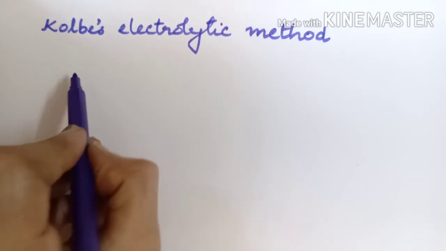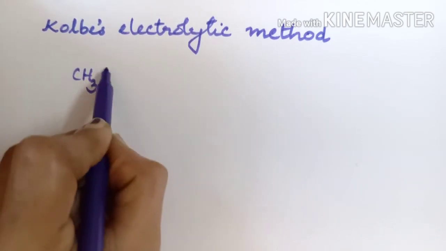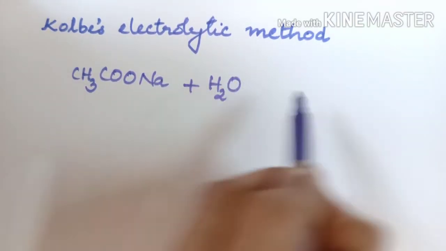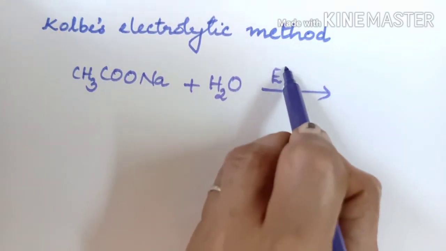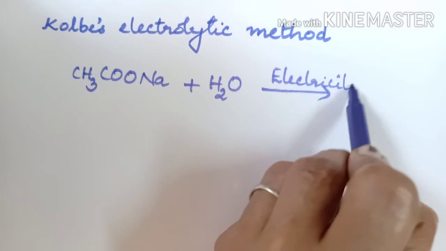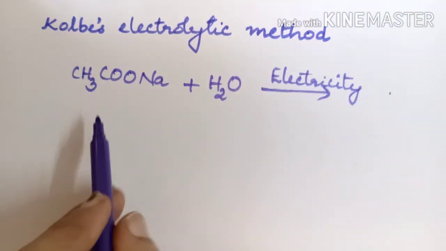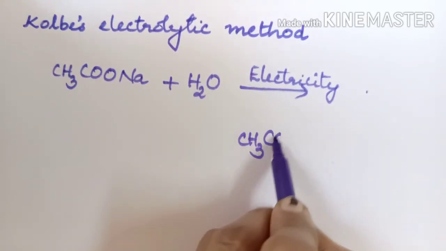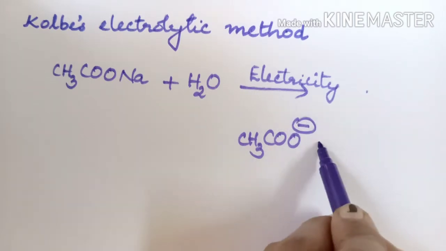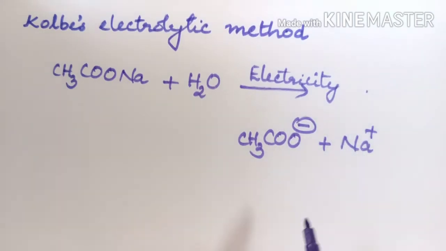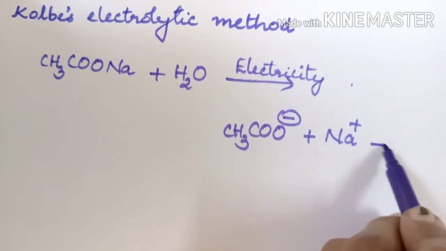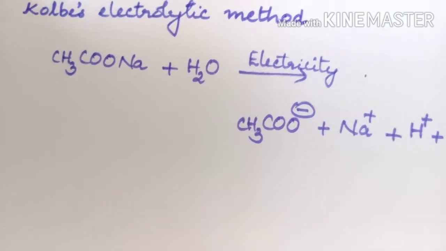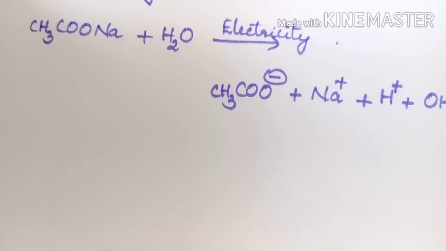So what are the reactants here? We have CH3COONa and water as the reactants. In the presence of electricity, it will ionize and produce CH3COO negative and Na positive. In addition to that, water will ionize and produce H positive and OH negative. Now what happens at the anode, that we will just see.